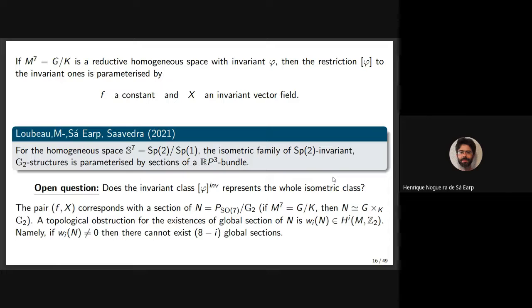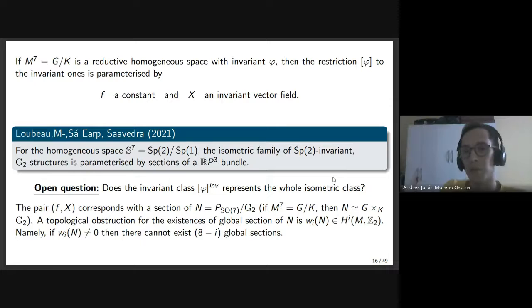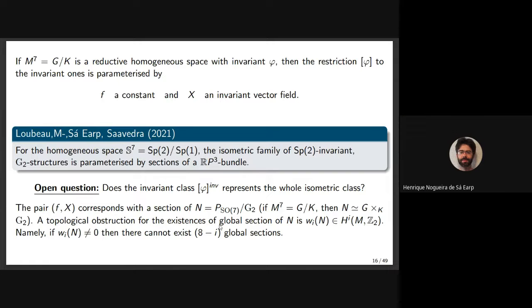Yes, so for example, if we apply this approach for the 7-sphere, and we compute the fourth Stiefel-Whitney class, and we show that it is different from zero, then there are no invariant G2 structures in the isometric class, right? Interesting point. Yeah. Okay.